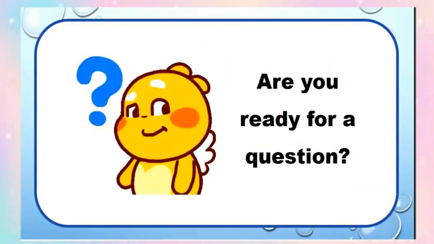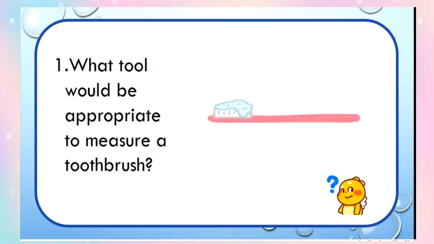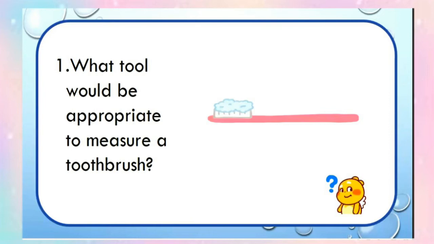Now, are you ready for a question? What tool would be appropriate to measure a toothbrush? Can we use a compass? No. We need to measure how long your toothbrush is. This time, I want you to get your notebook. It's the same with your other subjects. Get your notebook or paper, then write your answer and show it to me in Google Classroom.